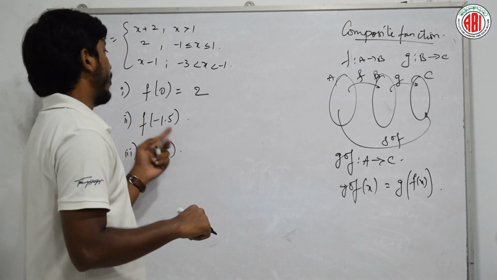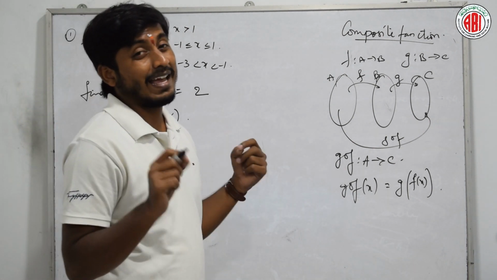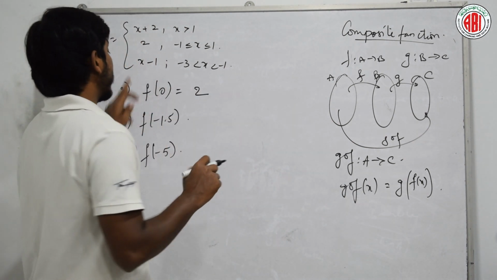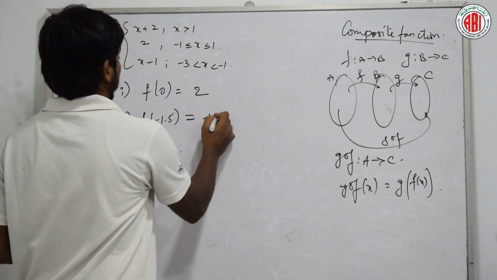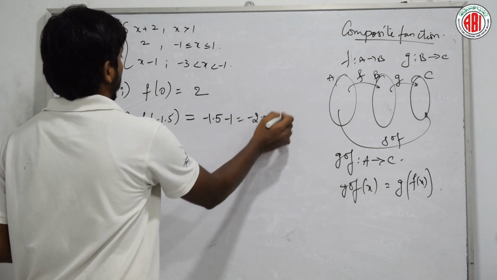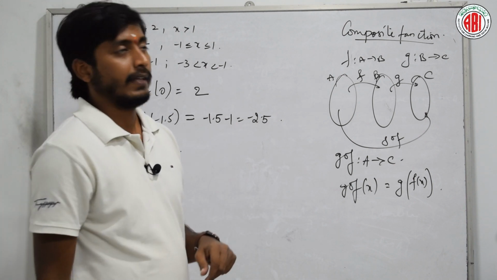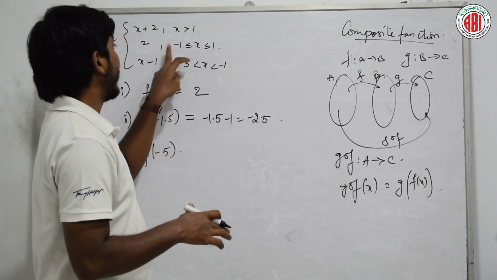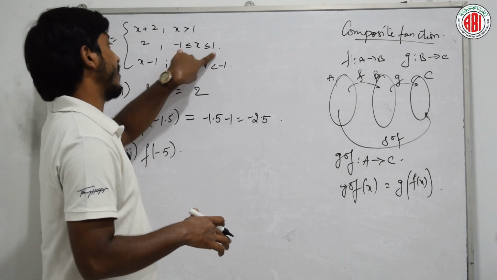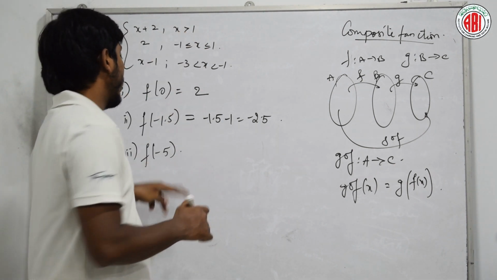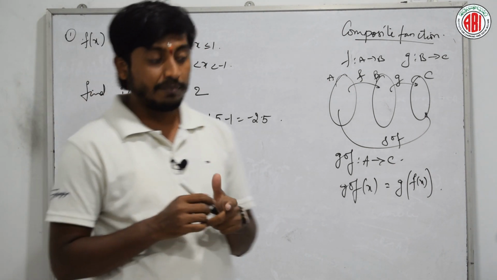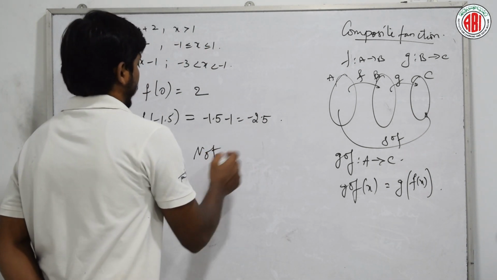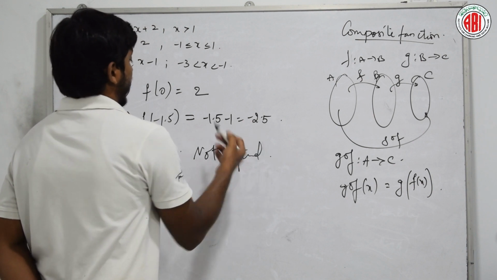Next, minus 1.5. Minus 1.5 is less than minus 1. Is it clear? Therefore it is x minus 1, that is minus 1.5 minus 1, that is minus 2.5. Is it fine? See here, minus 5 is less than minus 3. Is there any rule? This is minus 3 to minus 1, this is minus 1 to 1, this is x greater than 1. Then what about f of minus 5? Tell me. It is not defined. Therefore, there is no value for minus 5.